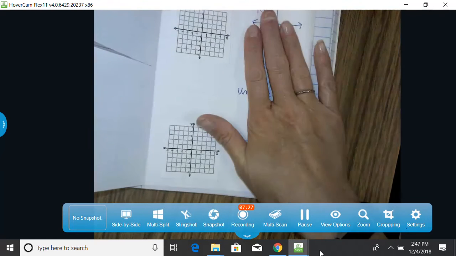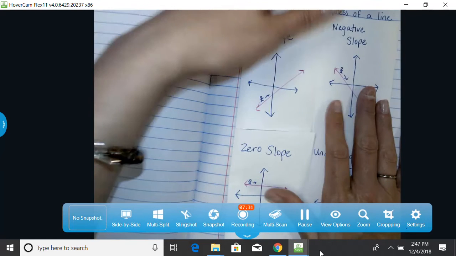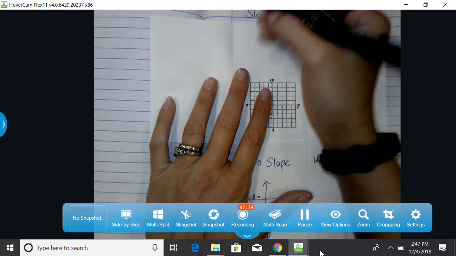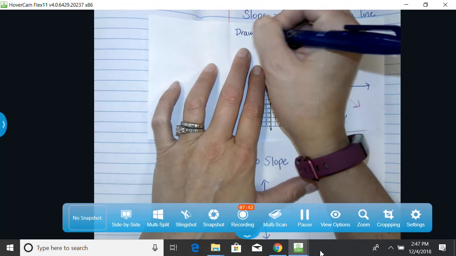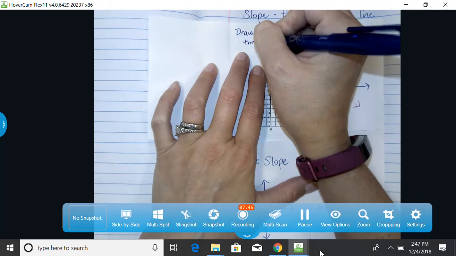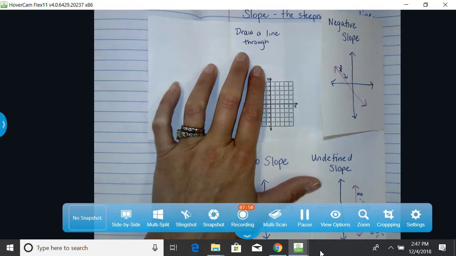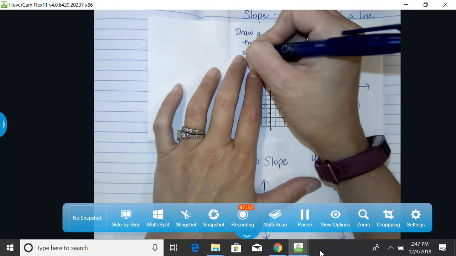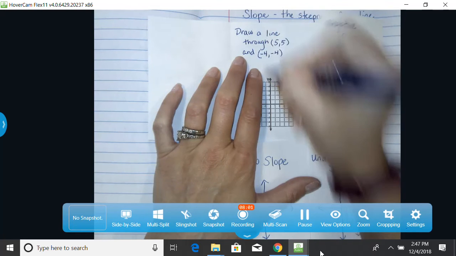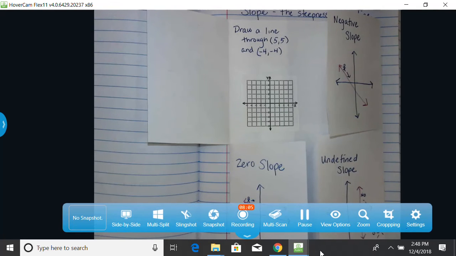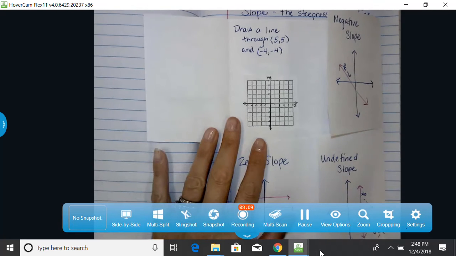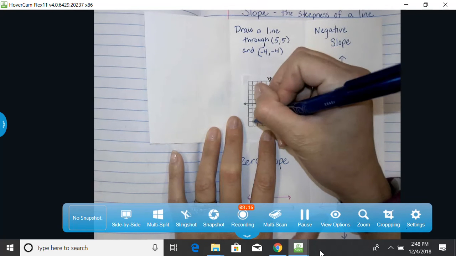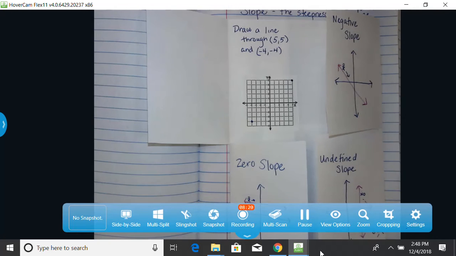Okay, and I'm going to close up this side because I'm going to start up here with the positive slope example. I want you to draw a line through 5, 5, and -4, -4. We're going to draw a line through 5, 5, and -4, -4. When you are drawing lines in your notebook, try to find a straight edge. If you don't always have a ruler handy, which I don't always, you can see I'm using a pencil box.